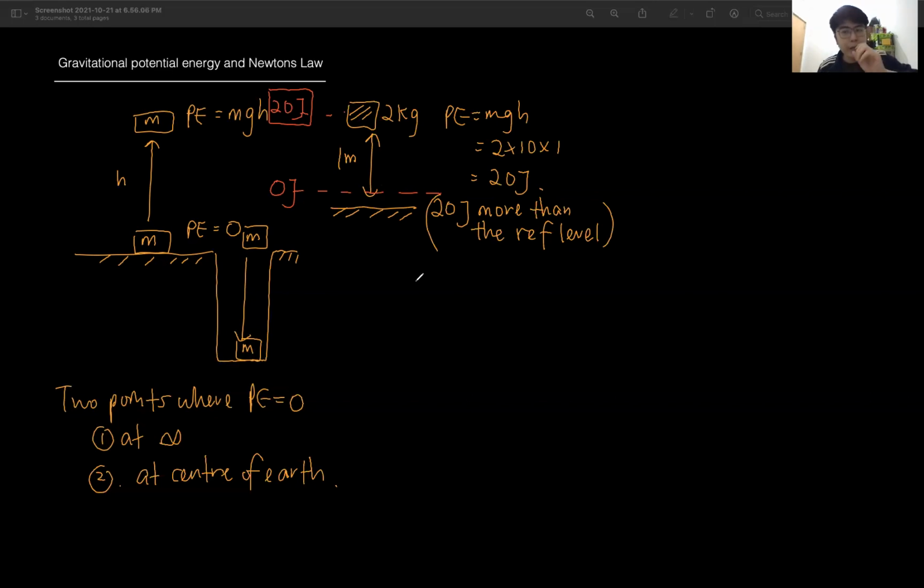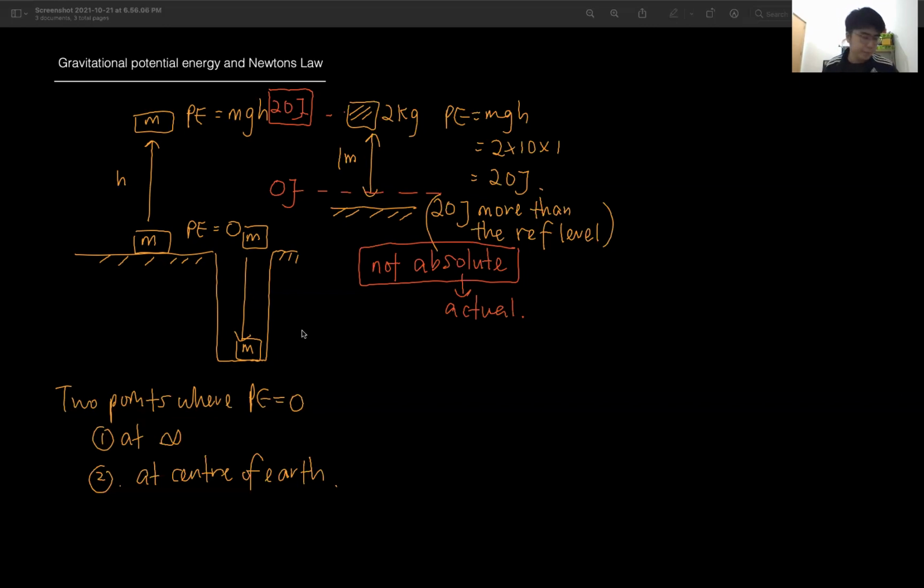Now, according to the theory of gravitational potential energy, this 20 joule is not the actual value. In other words, I would say that it is not absolute. Not the absolute value. That means you can think of it as not the actual value. It is just a value relative to my reference point. Okay, let me give you one example so that you understand this.